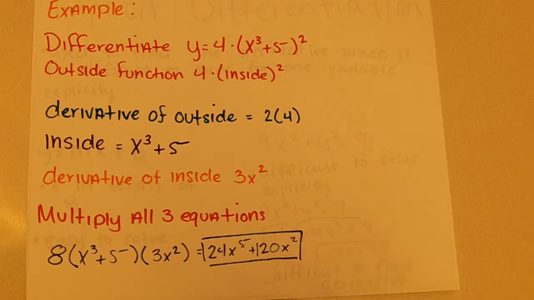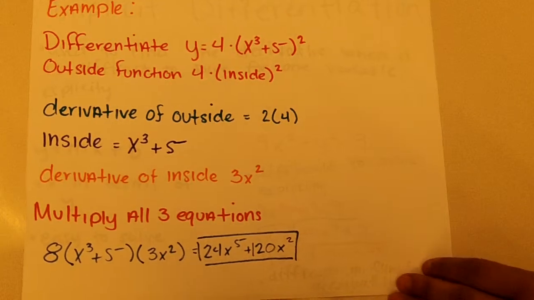For example, you can differentiate y equals 4 times x cubed plus 5, all squared, by plugging the inside into the outside function. So you do 4 times the inside function squared. Then you put in the derivative of the outside function, which is 2 times 4, because you move the 2 to the other side. So it's 8. The inside equals x cubed plus 5, and the derivative of the inside equals 3x squared. So you multiply all three and you get 8 times x cubed plus 5 times 3x squared, which equals 24x to the 5th plus 120x squared, which is the answer.